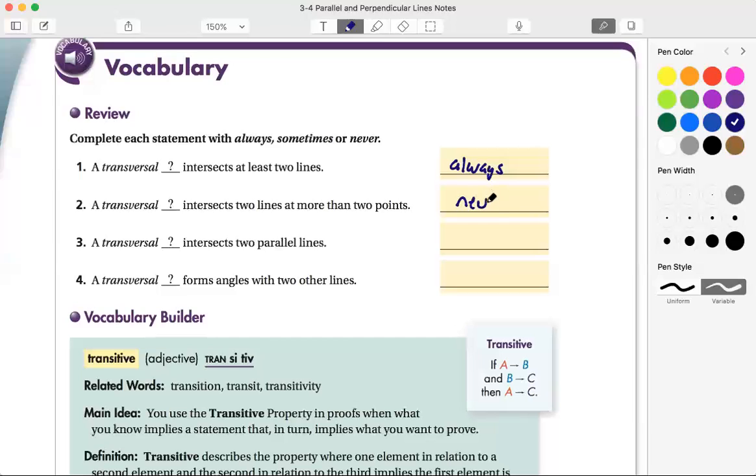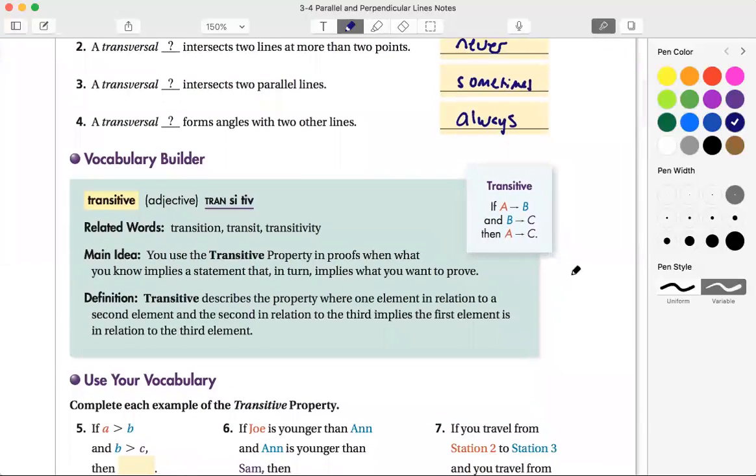So this is never true. A transversal blank intersects two parallel lines. A transversal will sometimes intersect two parallel lines. And a transversal blank forms angles with two other lines. Will always form angles. Okay. All right, so what is transitive?